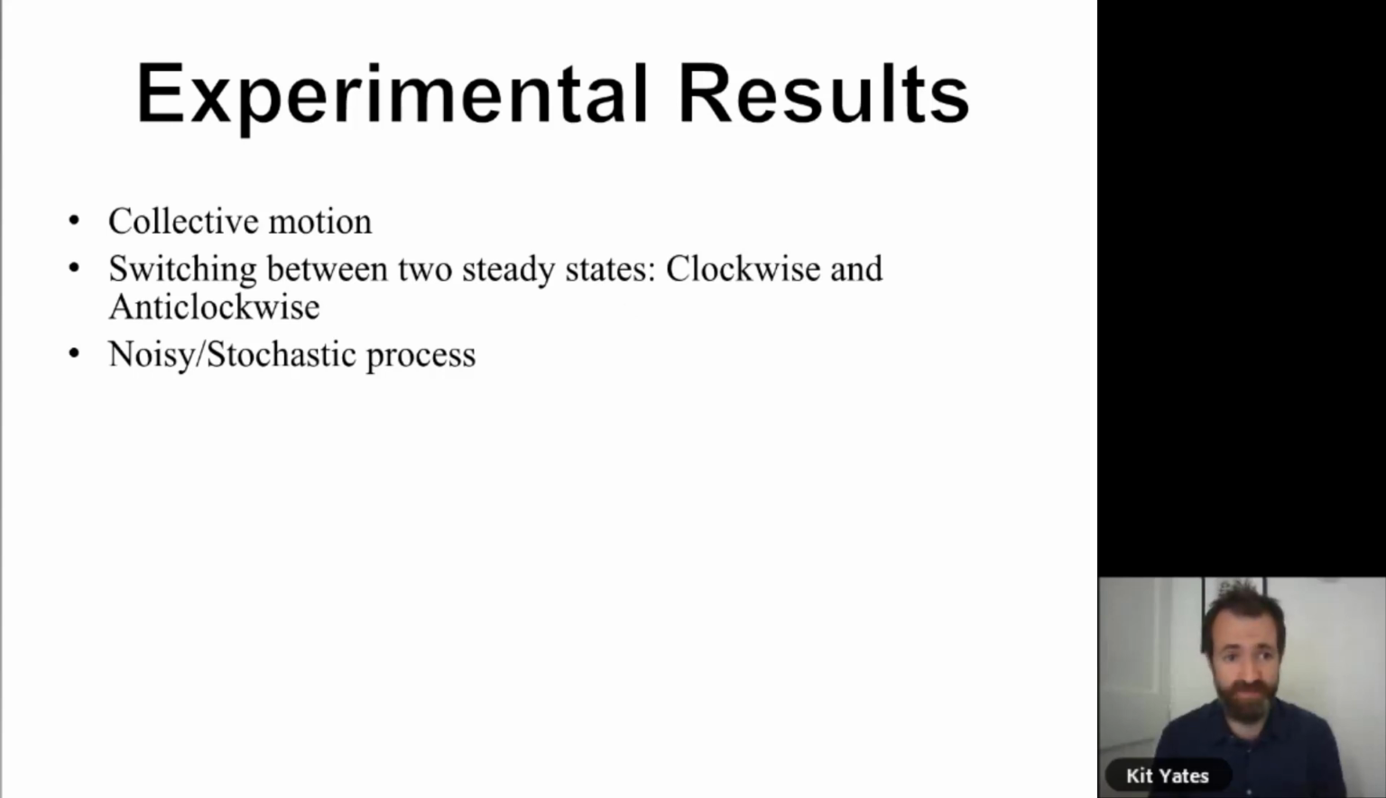So what did they find in these experiments? They found that these locusts exhibit collective motion. This is an emergent property of the behavior of these locusts. They tend to move together without any coordinated control. No one is telling them what to do.